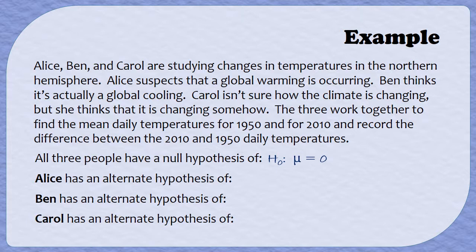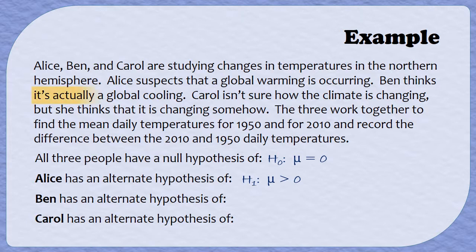In the case of Alice, Alice thinks that there's global warming. So she thinks that temperatures in 2010 are going to be higher than temperatures in 1950. So if I take a big temperature from 2010 and subtract a colder temperature from 1950, I'm going to get a positive result. So Alice's alternate hypothesis is going to be that the mean change in temperature is positive. It's bigger than 0.